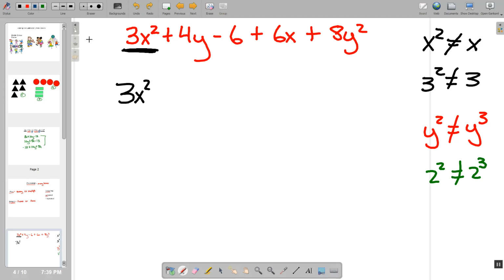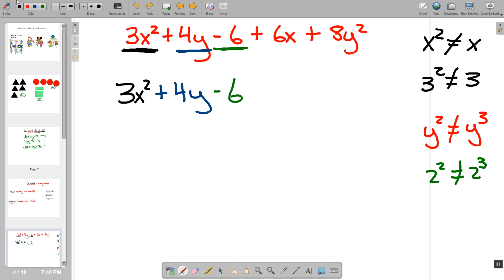The next term is y's, 4 regular y's. Cannot be combined here, cannot be combined here, and this is y squared, so it cannot be combined there as well, which means our next term stays the same as well. Our third term is the regular number -6. Well, regular numbers can only be combined with other regular numbers, so this also stays the same.